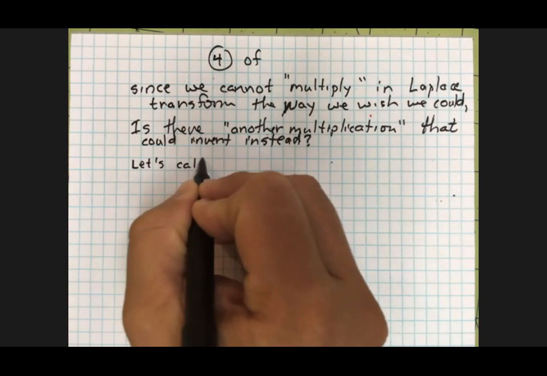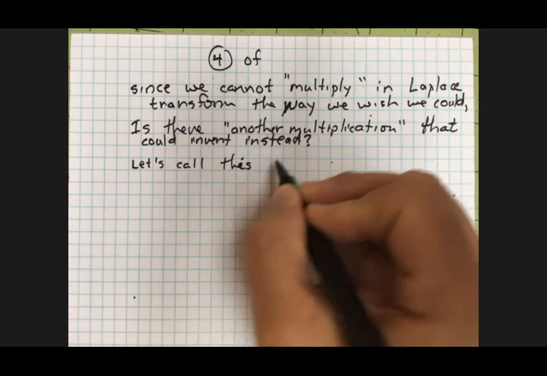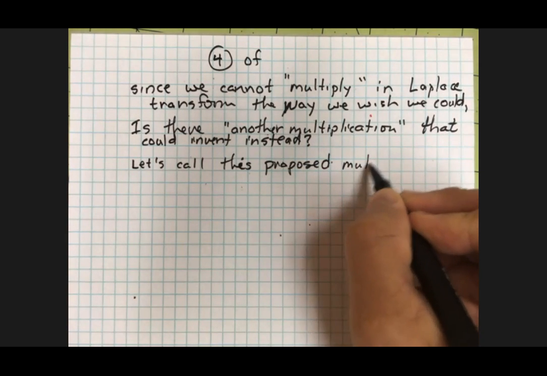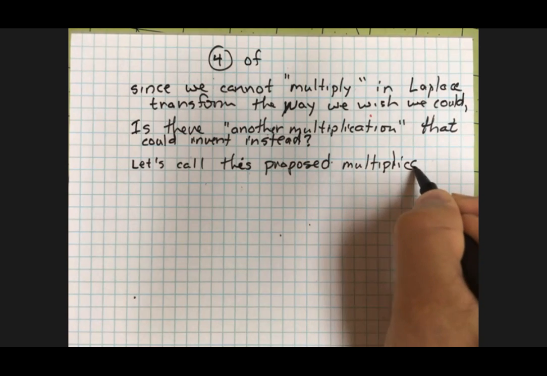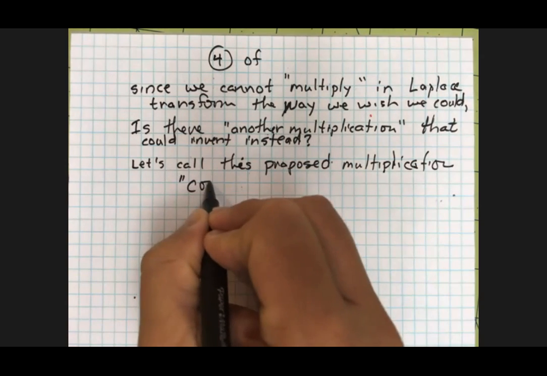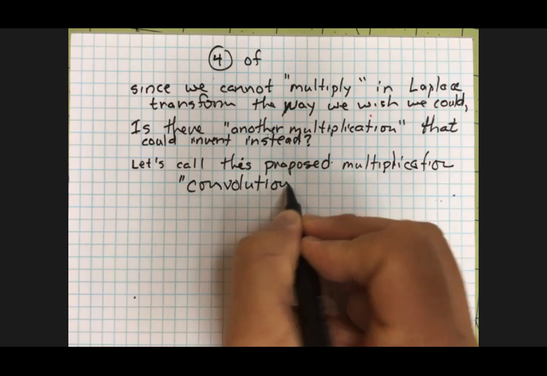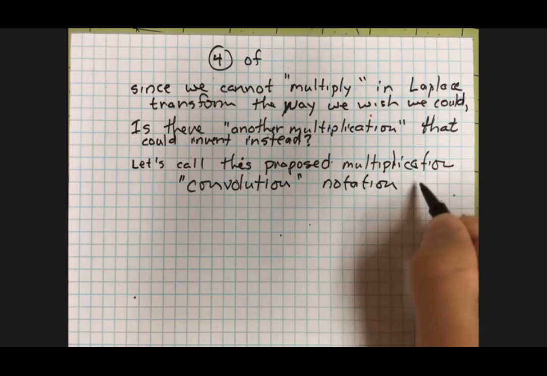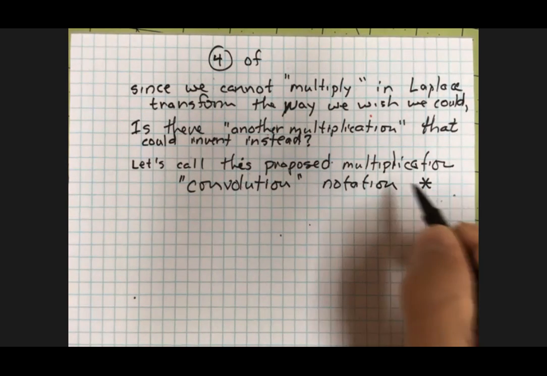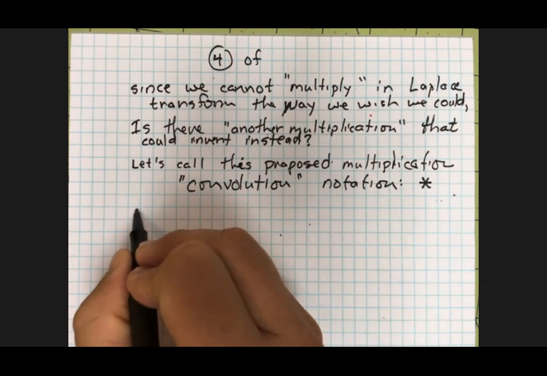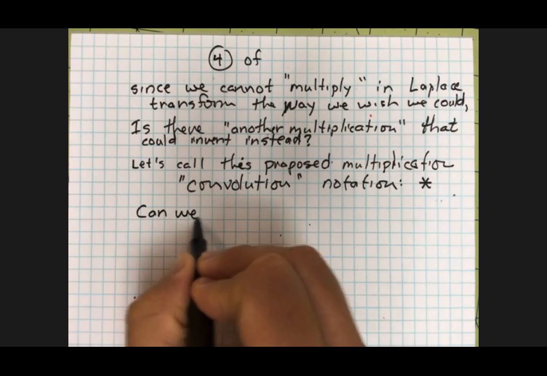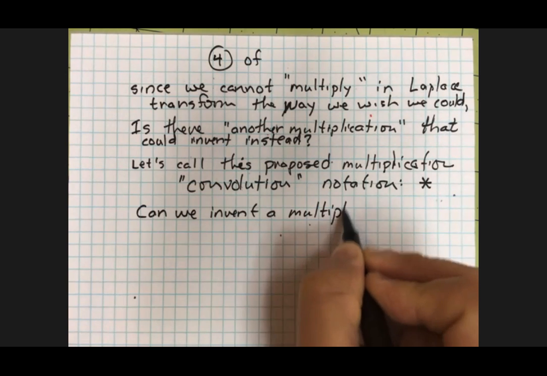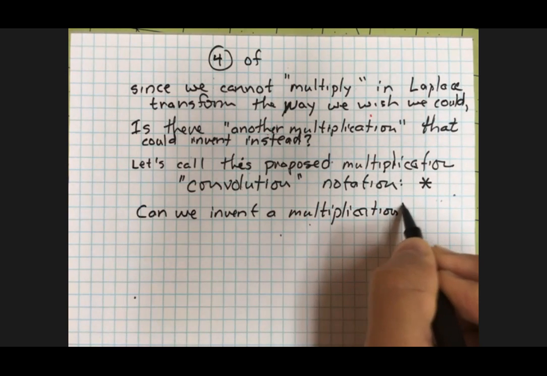Let's call this proposed multiplication, because we've cheated, we've read the end of the book, and we know how the story turns out, convolution, and you'll see why people pick that word in a few minutes. Notation people commonly use for convolution is star. So this is the problem restated: can we invent a multiplication star? I have to say multiplication in the very loose sense of the word, not the multiplication we're expecting.